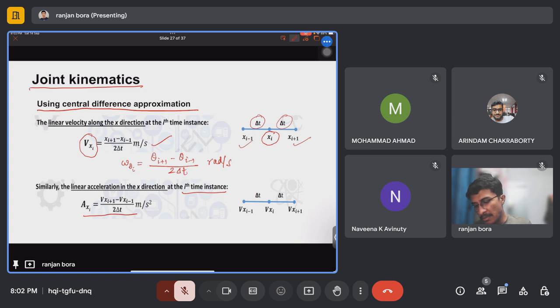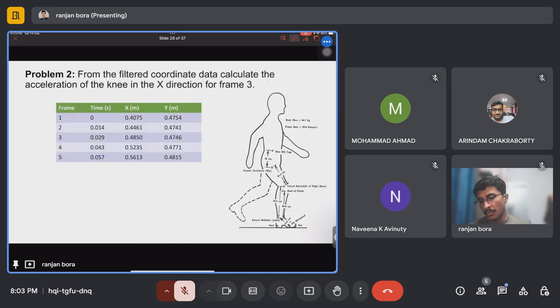And in the angular coordinates, we can find out the angular acceleration. Angular acceleration alpha will be omega i plus 1 minus omega i minus 1 over twice delta t, in radian per second square. It is at the time instant of theta i. Now, using those equations, we'll solve one problem.